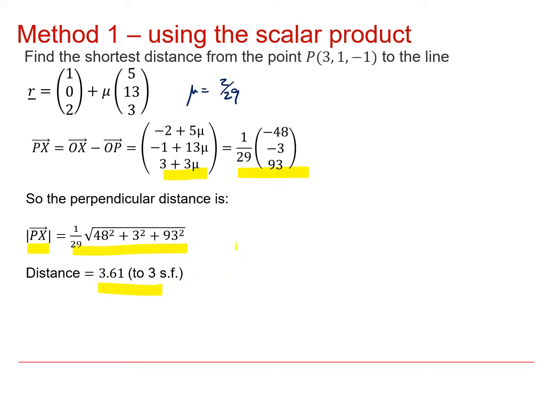Now, if you wanted not just the distance, but actually whereabouts on the line x is, you could just substitute mu equals 2 over 29 back into the equation for the line, and that would give you the point x.